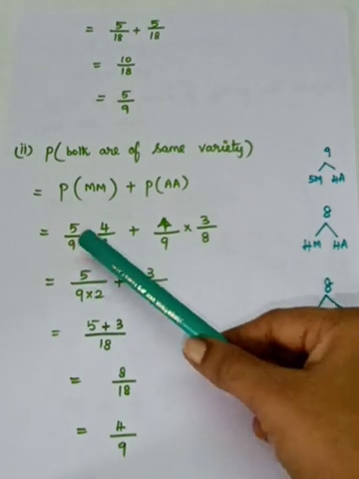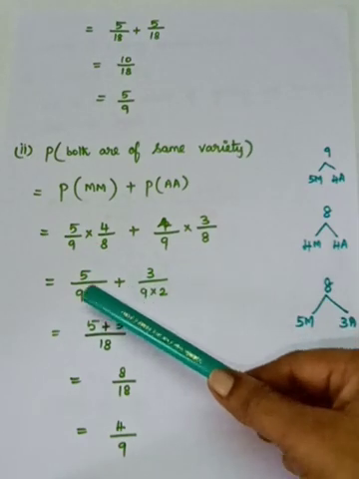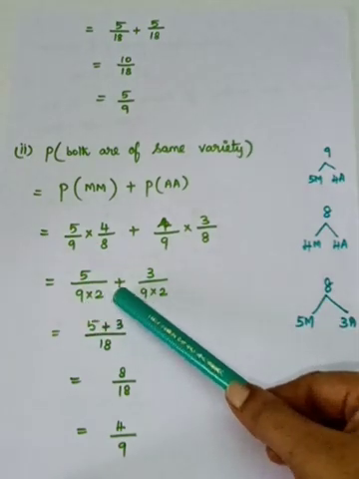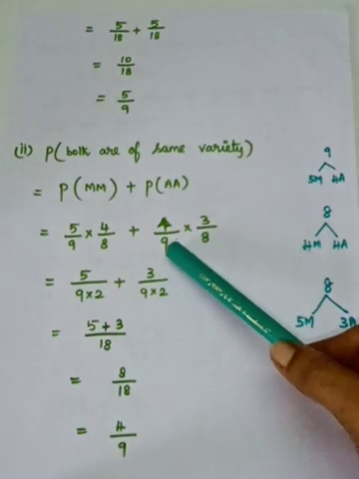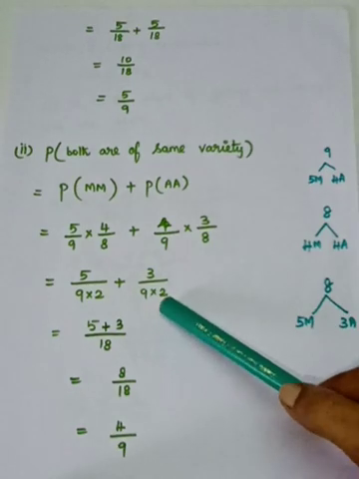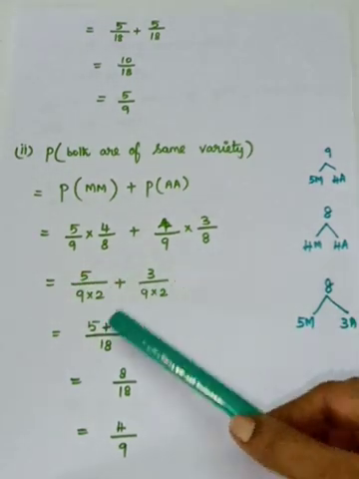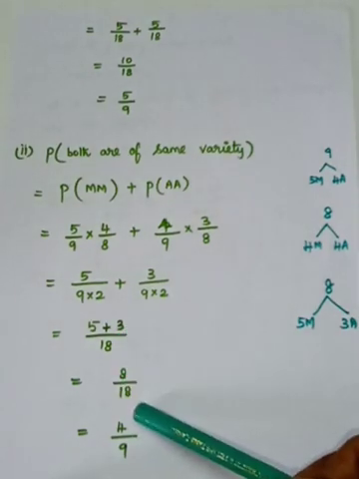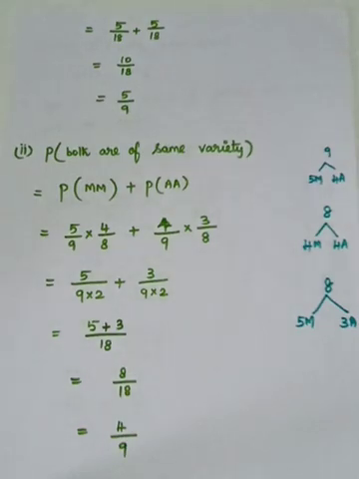So when you calculate, the 4 and 8 get cancelled, so it is 5 divided by 9 into 2, plus here the 4 and 8 get cancelled. Here the 3 and 9, that also we can cancel. Here I didn't cancel. So 3 divided by 9 into 2. So the LCM is 18. So 5 plus 3 is 8, 8 by 18. If you cancel with 2, you will get the answer as 4 by 9. So this is one case. We are calculating one fruit after the other.